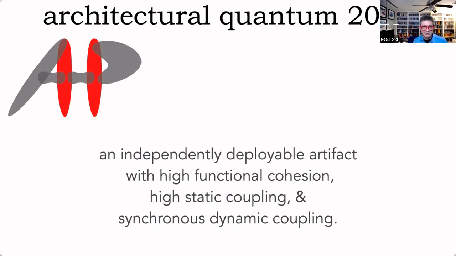And so we've expanded the definition for the Architecture: The Hard Parts book. And here's the new definition. It's still an independently deployable artifact with high functional cohesion. So that's still the same as before, but we've added a lot of nuance to this definition.